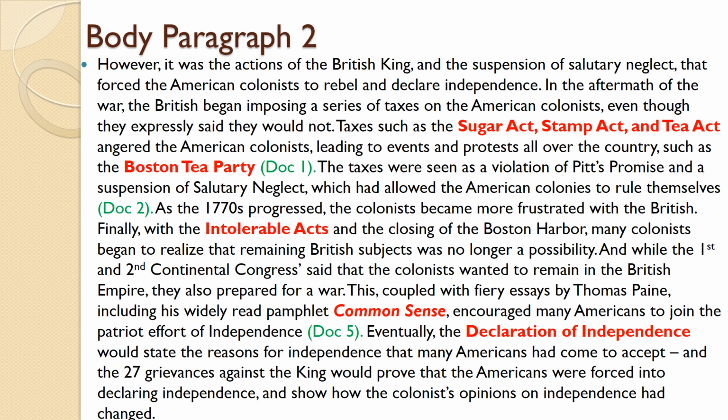However, it was the actions of the British king and the suspension of salutary neglect that forced the American colonists to rebel and declare independence.